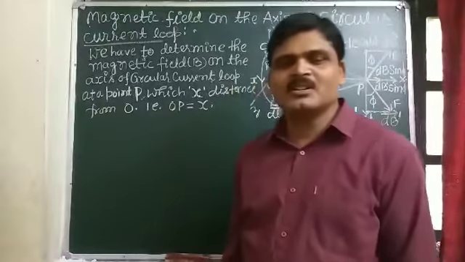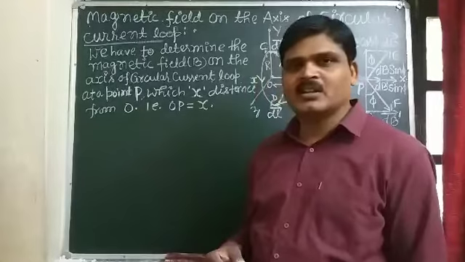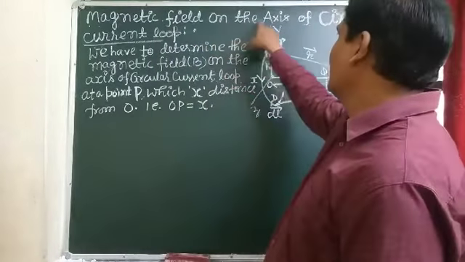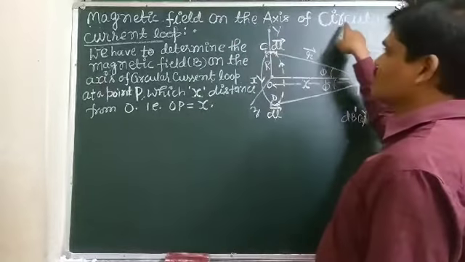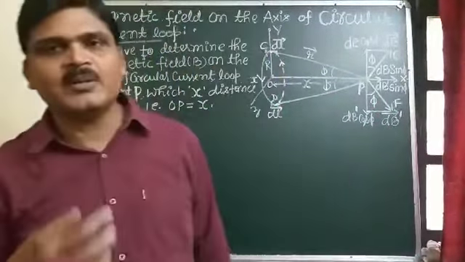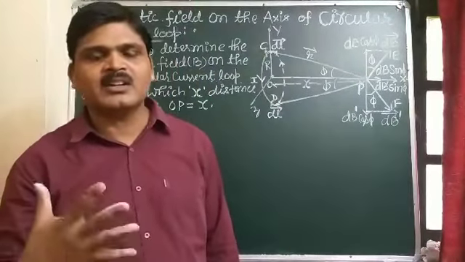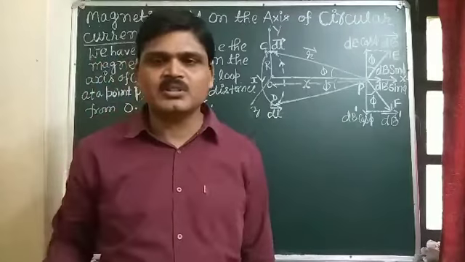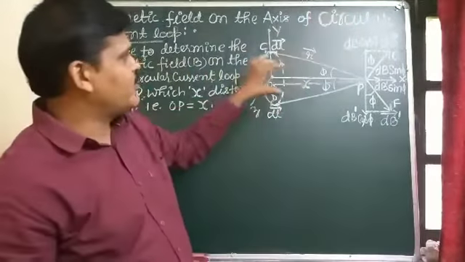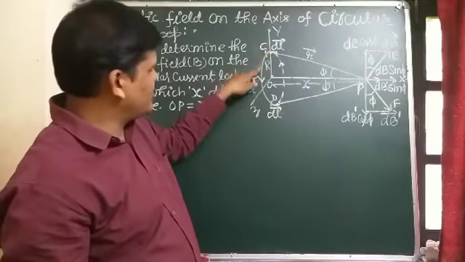Good morning, student. Today I am going to explain a very important topic, which is the magnetic field on the axis of a circular current loop. We have to derive the formula of the magnetic field on the axis of a circular current loop using Biot-Savart's law. I have already drawn this diagram. This is the circular current loop.